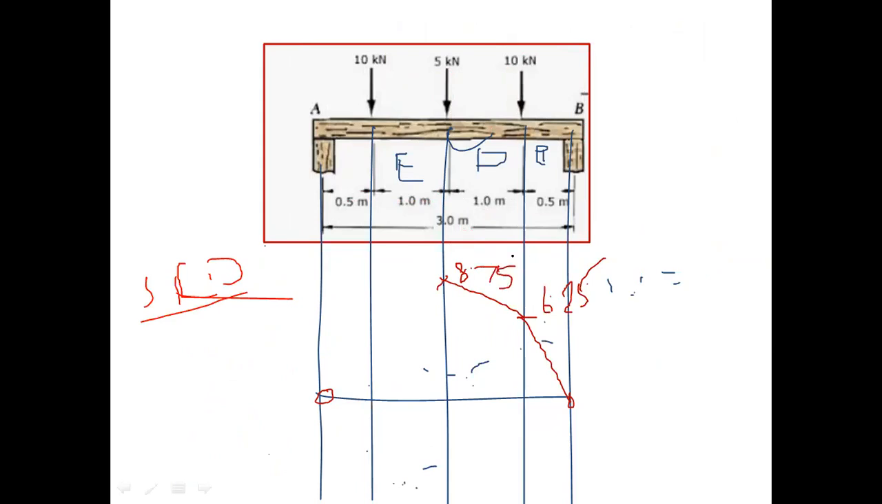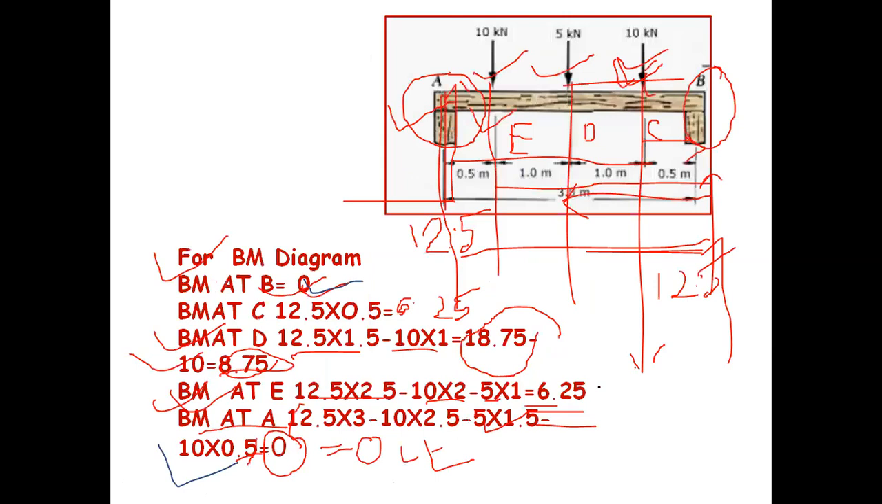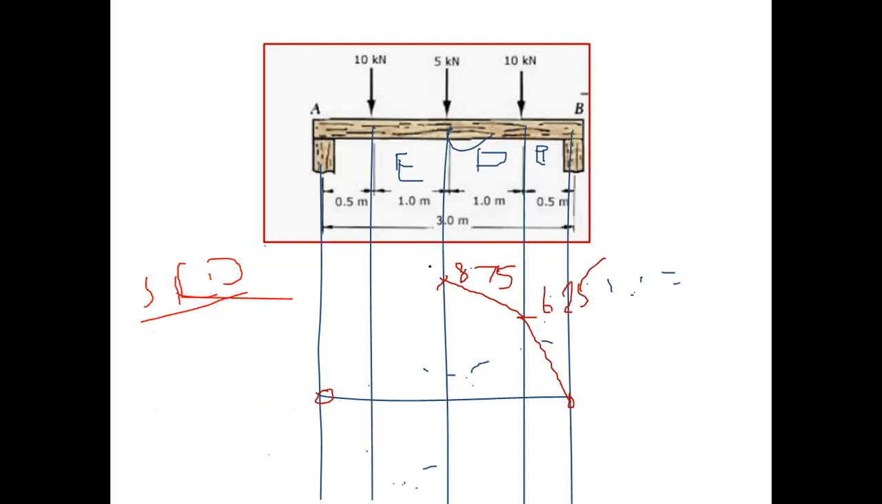8.75. Again, what is the value of BM at E? 6.25. Again 6.25. Then again you draw this line from your reference. No need to draw this line. And BM at A we have already found to be 0, and I can draw a straight line. This is the BM diagram.